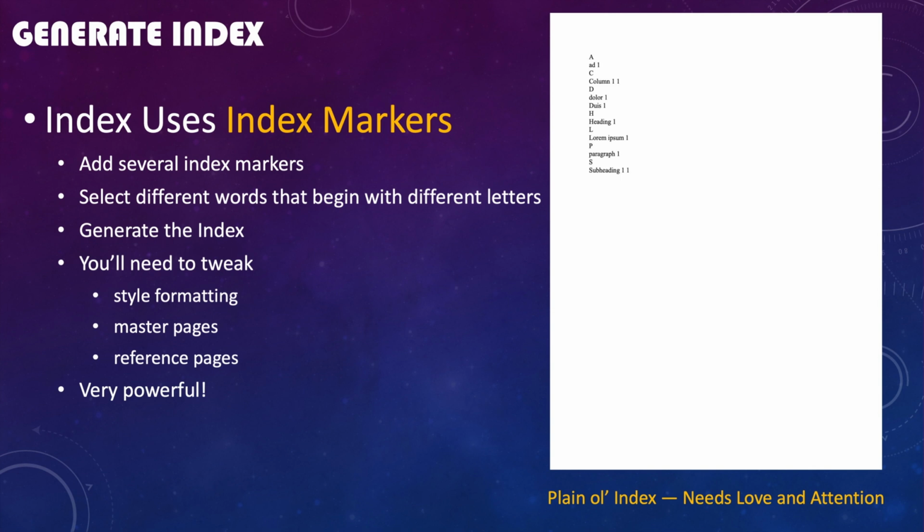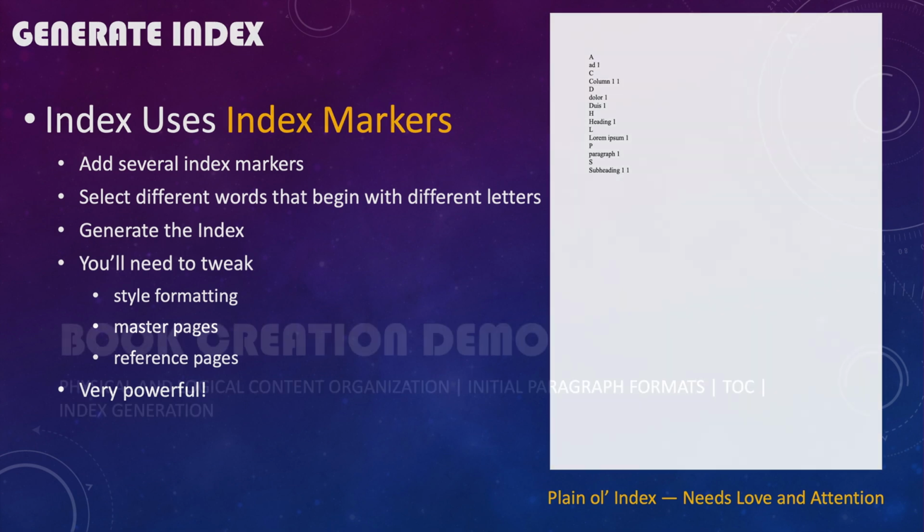But what you do is in your chapter N, you have to add index markers in order to generate these entries, right? So this is an automatically generated index example, but there are index markers placed in chapter N to generate these entries, and I'll show you how to do that in the demo.